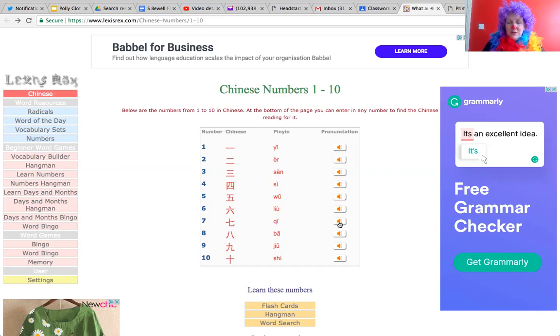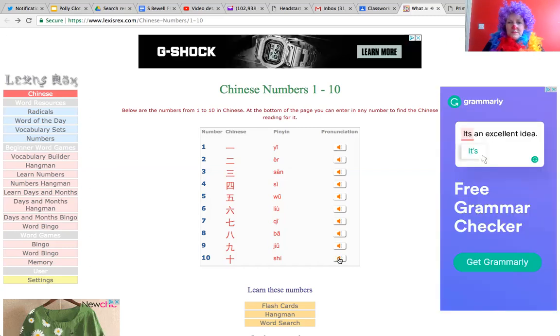Now it's a Q, a letter Q, but it's pronounced ch. 七 Qi. 八 Ba. 八 Ba. Ba, I think, is my favorite one. 九 Jiu. 十 Shi. Okay, let's go from the beginning.